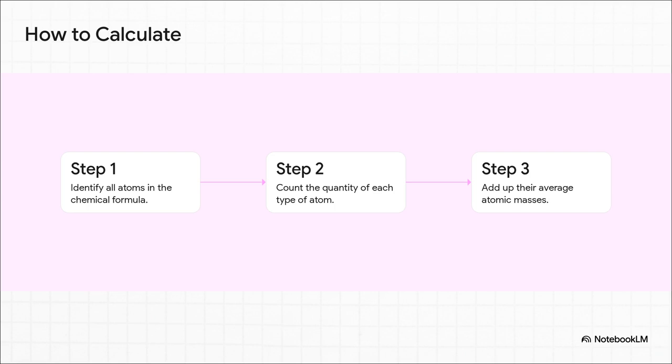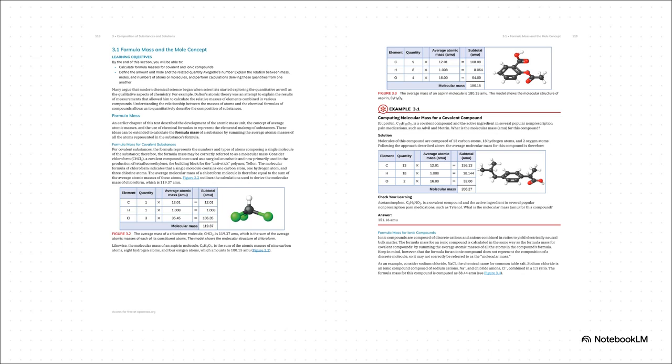First, you look at the chemical formula and see what atoms are in it. Second, you count how many of each atom you've got. And third, you just add up all their average masses, which you can find right on the periodic table. Let's see it in action. For something like chloroform, you've got 1 carbon, 1 hydrogen, and 3 chlorines. Add them all up, and boom, 119.37 AMU. Or for a more complex molecule like aspirin, you add up 9 carbons, 8 hydrogens, and 4 oxygens, and you land at a formula mass of 180.15 AMU.